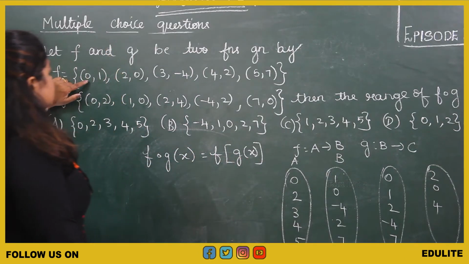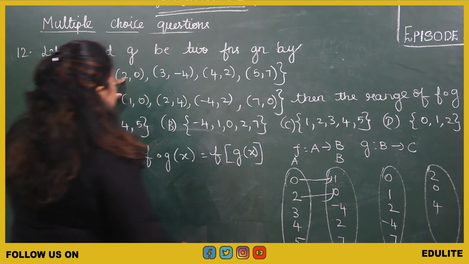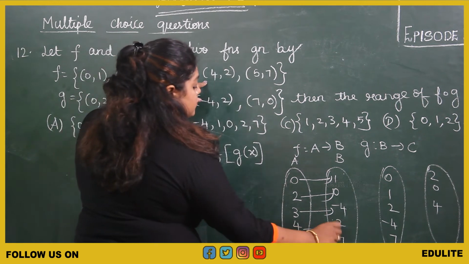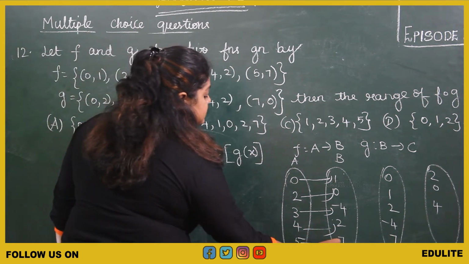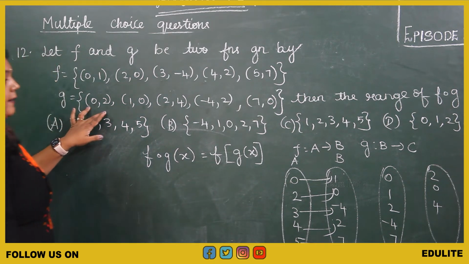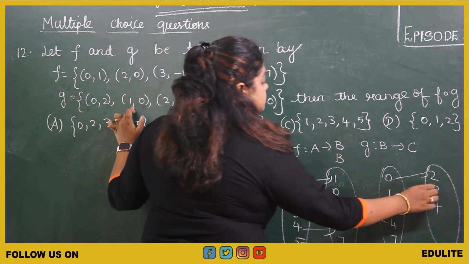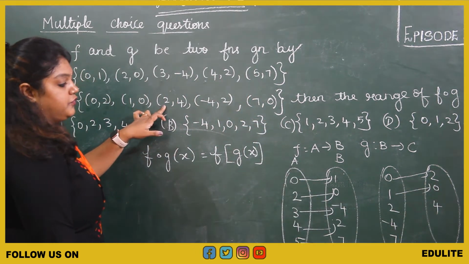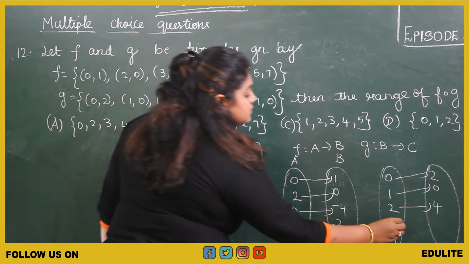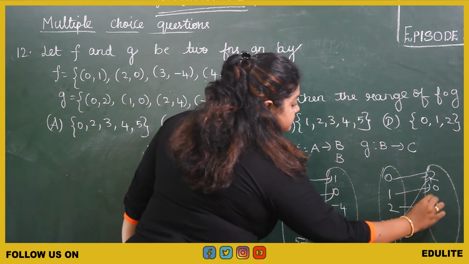For the F function, 0 is mapped to 1, 2 is mapped to 0, 3 is mapped to minus 4, 4 is mapped to 2, 5 is mapped to 7. In the G function, 0 is mapped to 2, 1 is mapped to 0, 2 is mapped to 4, minus 4 is mapped to 2, 7 is mapped to 0.